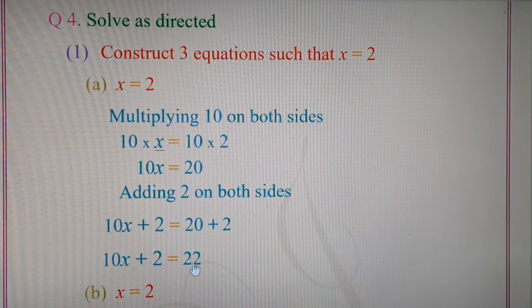And this is the first equation which we have formed such that if we solve it further, we will get the answer as 2. If we try to find the solution of this equation, we will get the solution as x equal to 2. If we simplify it further, our answer will be x equal to 2.